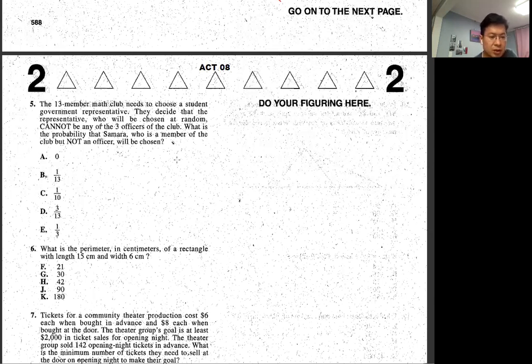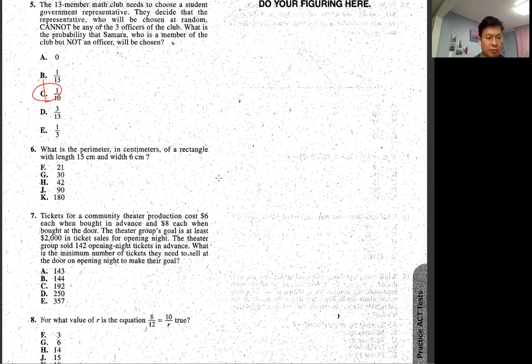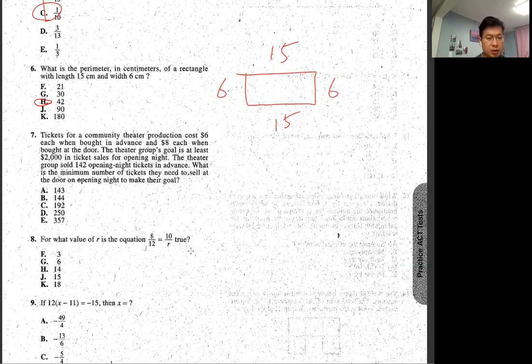A 13-member math club needs to choose a student government representative. They decide to choose randomly. It cannot be any of the three officers above. So we take out 3, so there are only 10 people left out of 13. So 1 out of 10. Perimeter in centimeters of a rectangle with length 15 and width 6. So you add 15, 15, 30, 6, 6, 12, 42 is the answer for this one.